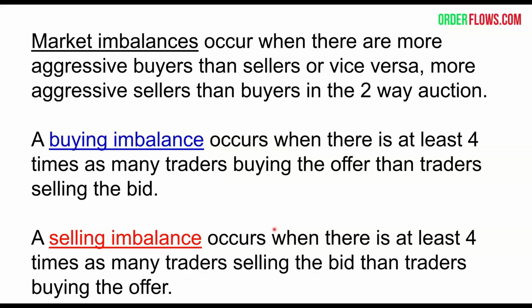So how do you define an imbalance? Well, a buying imbalance occurs when there's at least 4 times as many traders buying the offer than traders selling the bid, right? And a selling imbalance is the opposite. It occurs when there is at least 4 times as many traders selling the bid than traders buying the offer. Now, again, the 4 times as many, you can adjust that. I know some traders that use 3 times as many, 300%. I know some traders that use 5 times, 500%. I even know some traders that use 10 times, 1,000%. But 400%, 4 to 1, is sort of the industry standard.